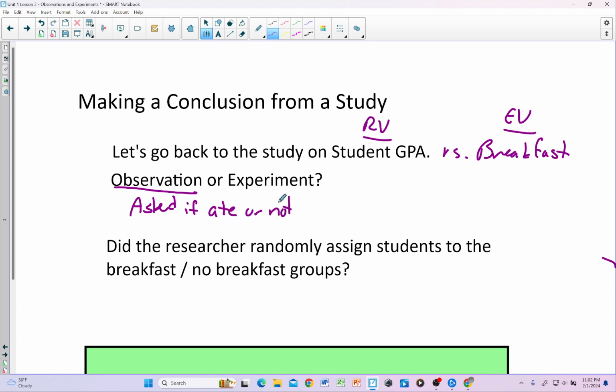Did the researcher randomly assign students to breakfast and no breakfast groups? Nope, certainly not. So therefore, it's an observation.